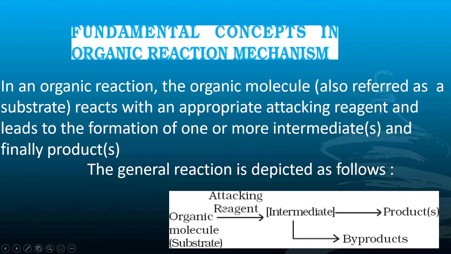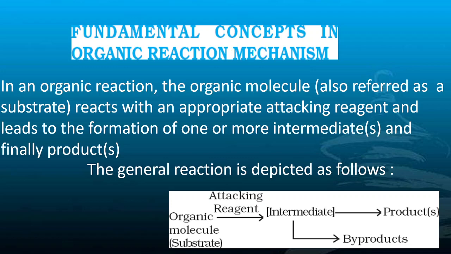The next one is the attacking reagent with which this will react. These two react to form an intermediate. Intermediate means just before the product, one stage is reached where it is not finally the product, and it is also not completely the starting material, meaning it is in between the starting material and the final product. So this is known as an intermediate. Then finally it yields the product, where some byproducts are also there.